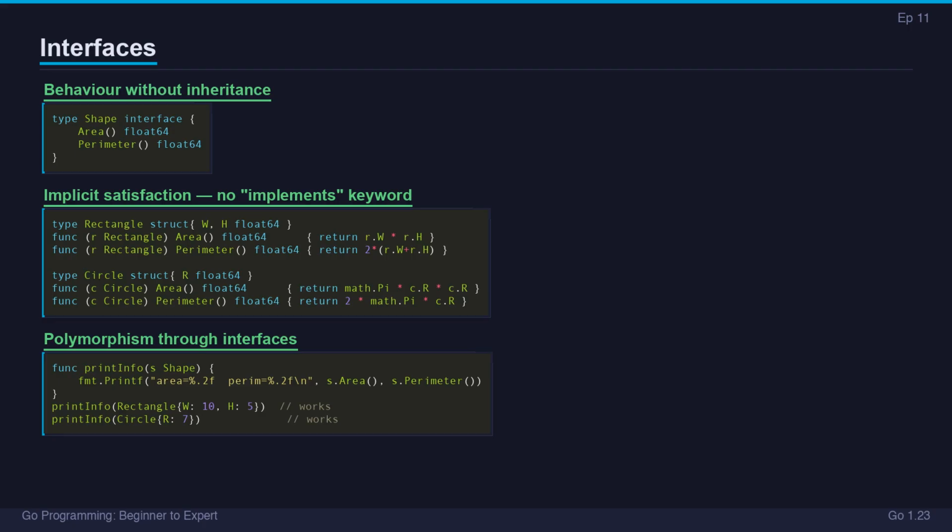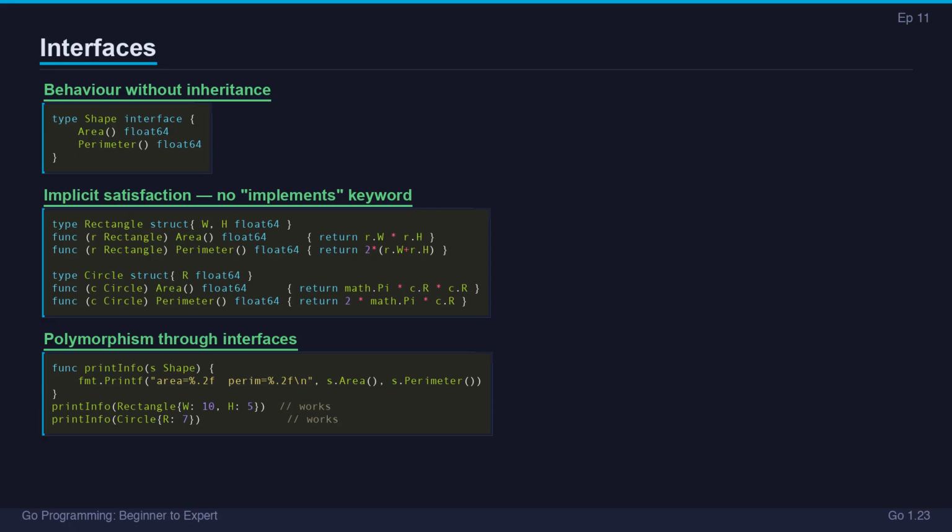An interface defines behavior as a set of method signatures. Any type that has those methods satisfies the interface. No implements keyword, no explicit declaration. Rectangle and Circle satisfy Shape just by having the methods. Now you can write a function that works with any shape. This is Go's answer to polymorphism.